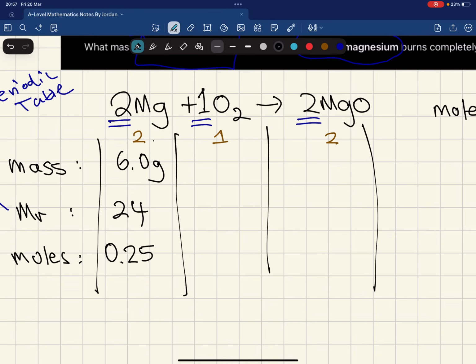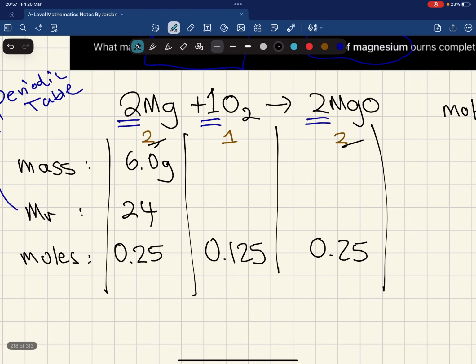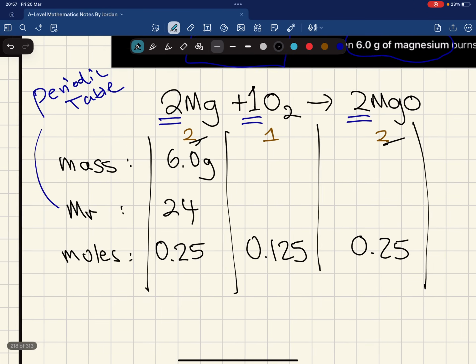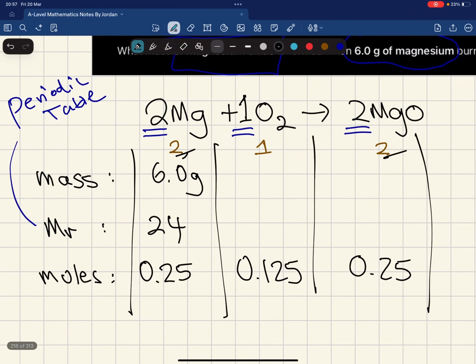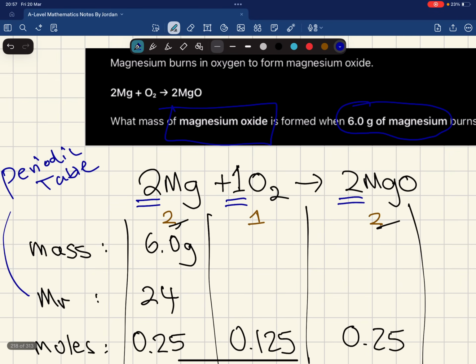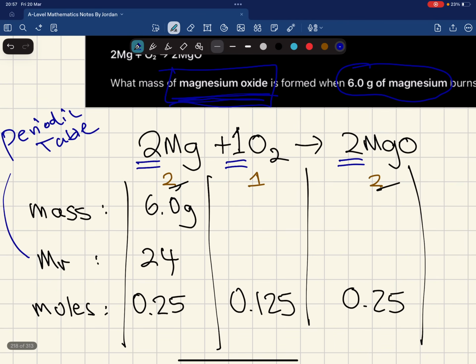So since we have a 2 for both of these columns, this moles will be the same. And the one in the middle should be half of what the one was for this, just like ratios in maths. From 2 to 1 we divide by 2. So that would be 0.125. To get the MRs of the other two, remember, we can just get those from the periodic table. This question only asked for magnesium oxide, so I could really just work with this column and that would be it.